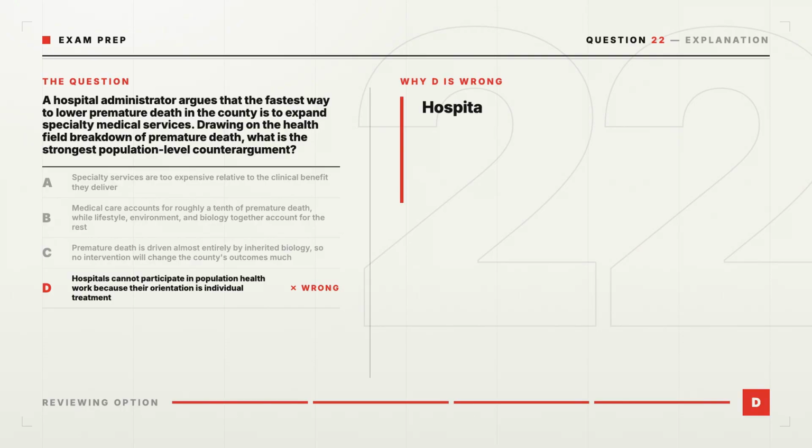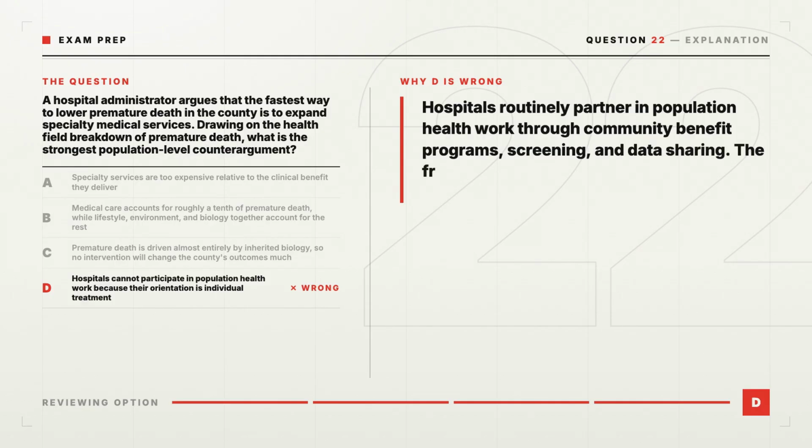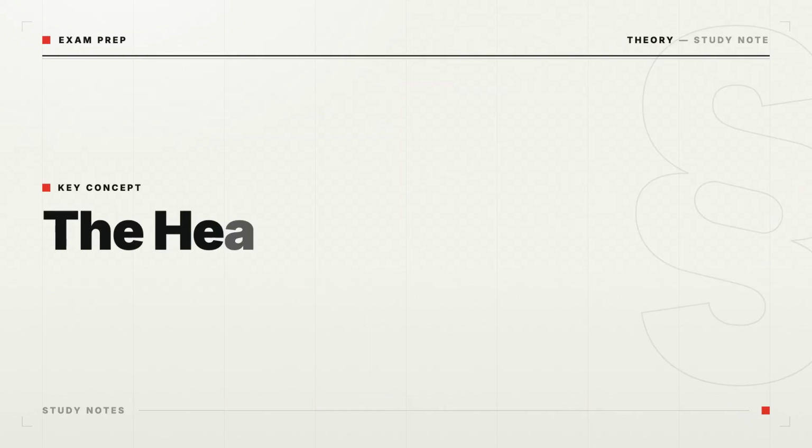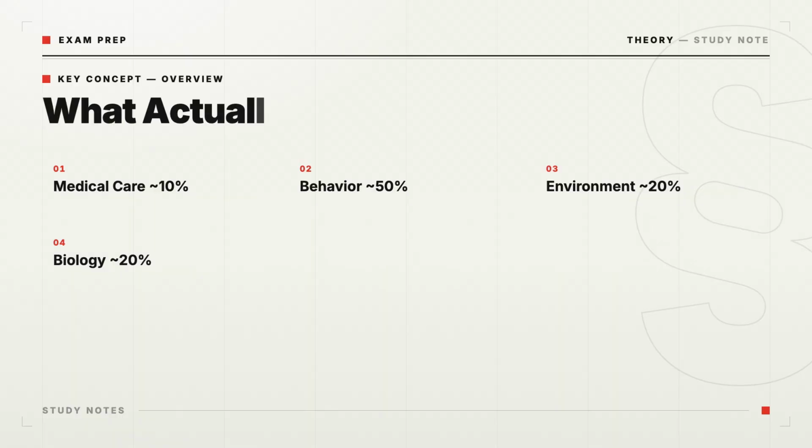D is wrong because hospitals routinely partner in population health work through community benefit programs, screening, and data sharing. The framework describes where leverage lies, not who is permitted to act. A hospital administrator argues that more cardiology, oncology, and critical care beds are the fastest way to cut premature death in the county. The request sounds reasonable, but it has an arithmetic problem hiding in plain sight.